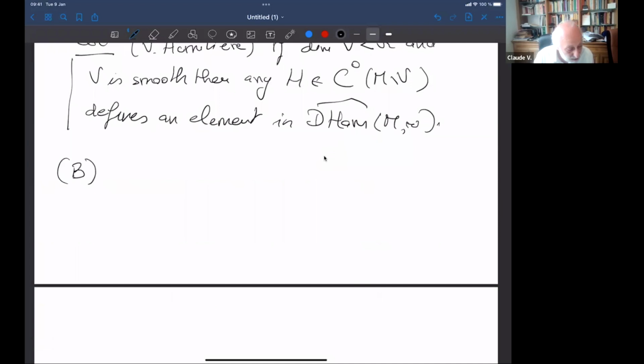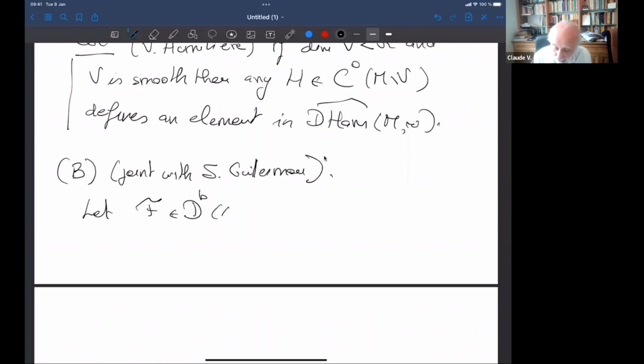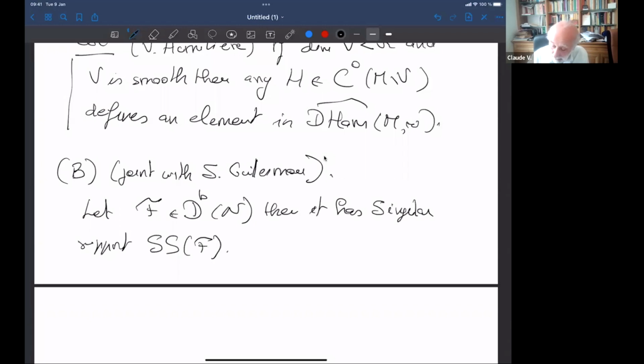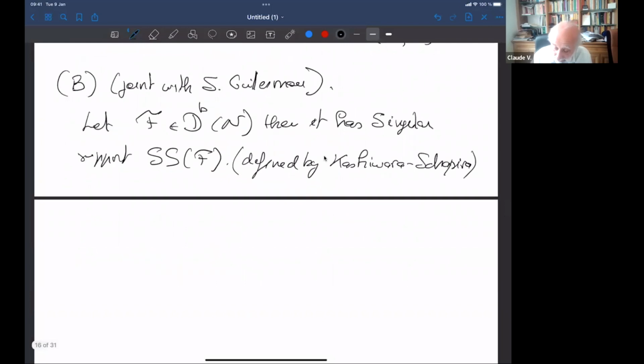So let me go to a second type of application, and this is joint work with Stéphane Guillermou. If you take an element F in the Rife category of n, then it has a singular support. This was defined by Kashiwara and Shapira, who also proved that SS of F is what they called involutive.